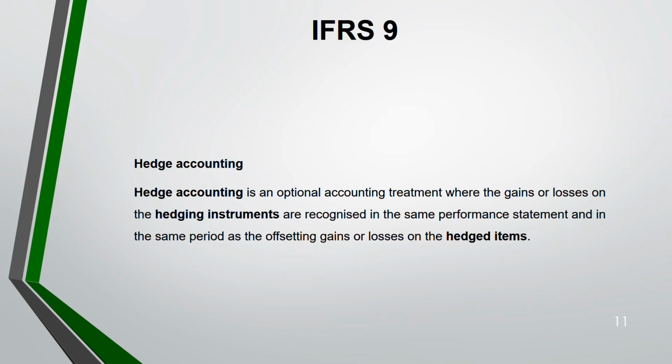Hedge accounting is an optional accounting treatment. Optional, not compulsory. It applies when the gain and loss on the hedging instrument are recognized in the same performance statement and in the same period as the offsetting gain or loss on the hedged item. There should be a hedged item, there should be a hedging instrument. Remember, if you are making a gain or a loss in the hedged item, there will be an opposite reaction in the hedging instrument. I'm sure you must have heard about options, forwards, swaps, futures. These are hedging instruments. You are taking them to hedge your risk, to manage your foreign exchange risk.